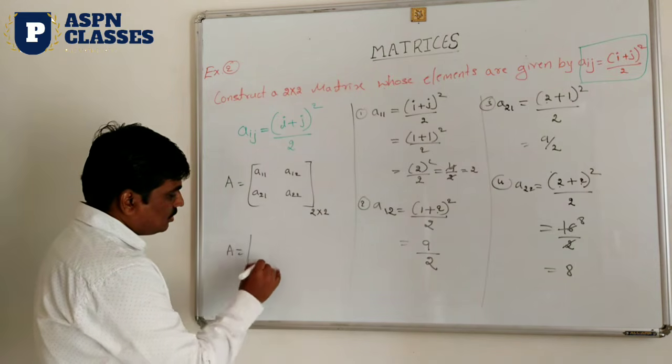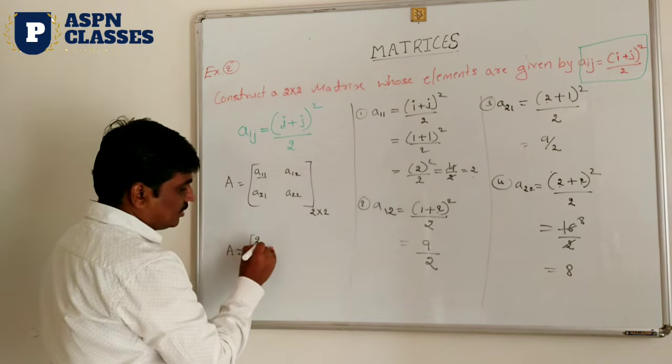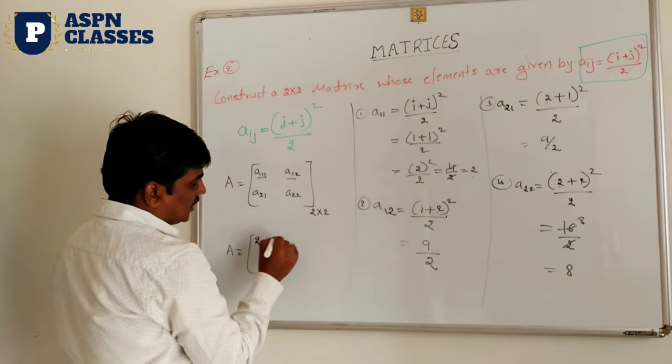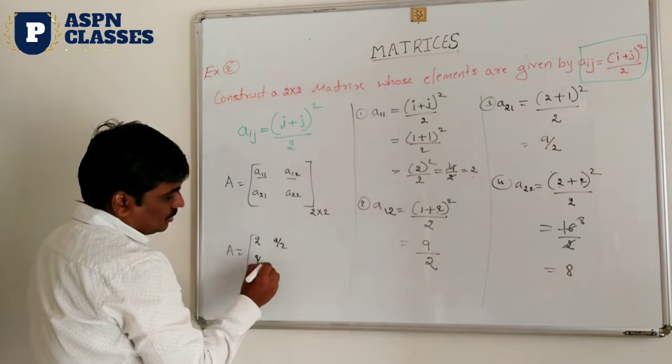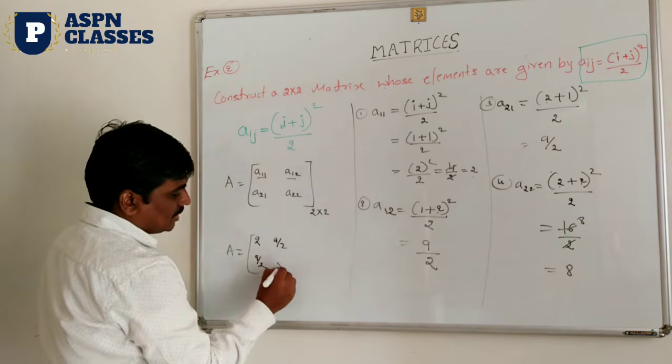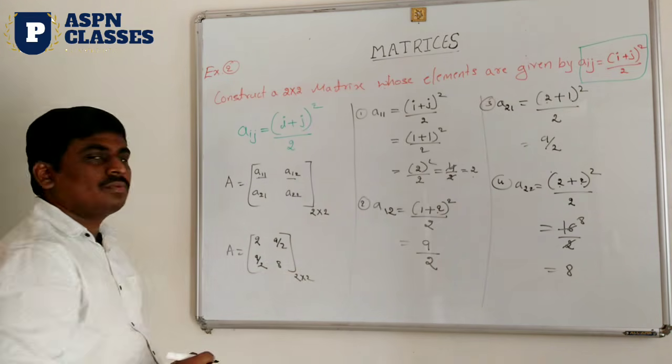A is equal to, what is the a11 answer here? Finally 2. So write it here, 2. And the a12 answer is 9 by 2. And the a21 answer is also 9 by 2. And the last one, a22, answer is 8. So this is your concept of the 2 into 2 matrix.